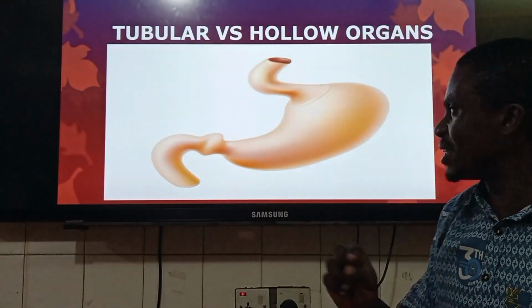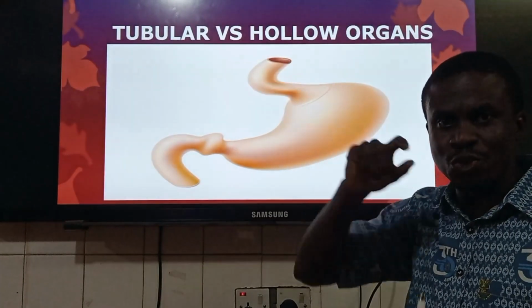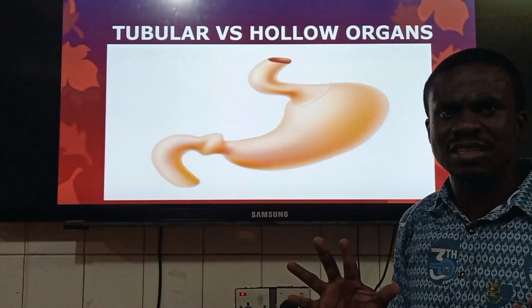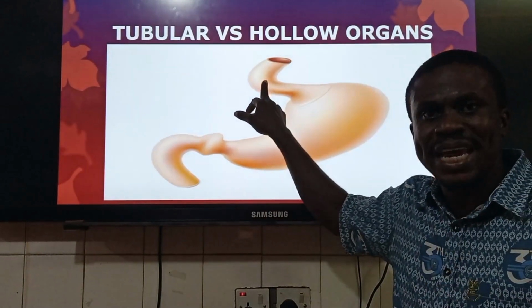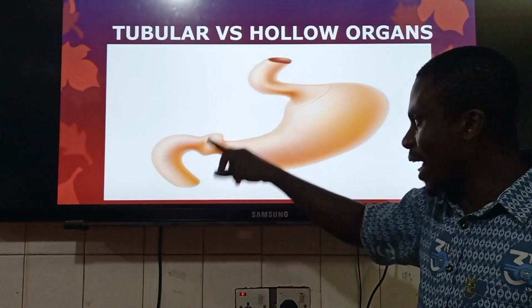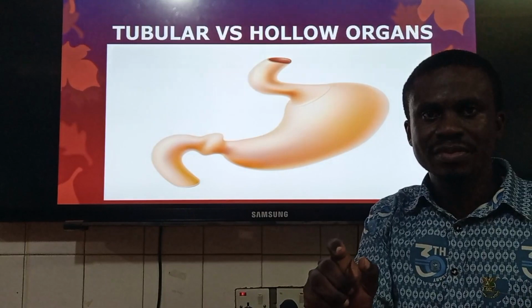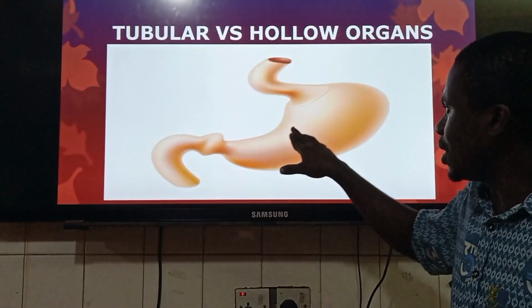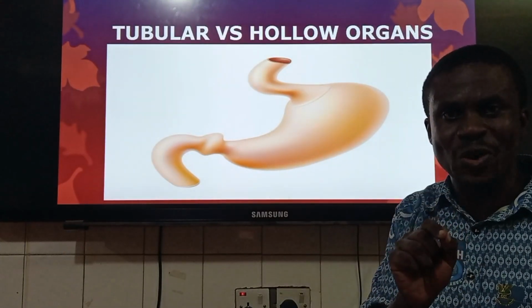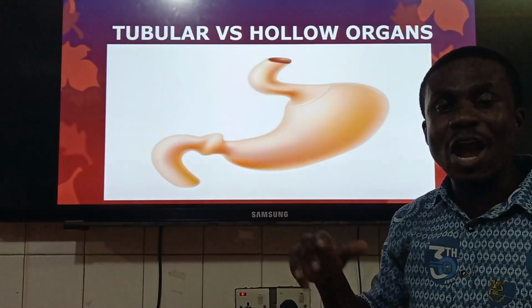Now, one thing that you see is that this one has the feature of a tube. That's a tubular organ. So for instance, the esophagus becomes a tubular organ. Likewise, the duodenum also becomes a tubular organ. But my friends, the stomach is not a tubular organ.